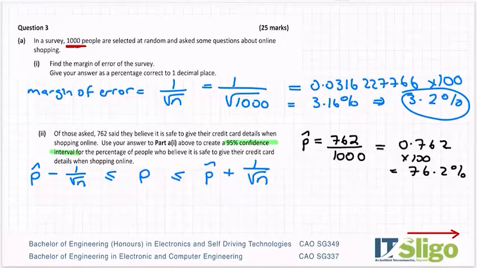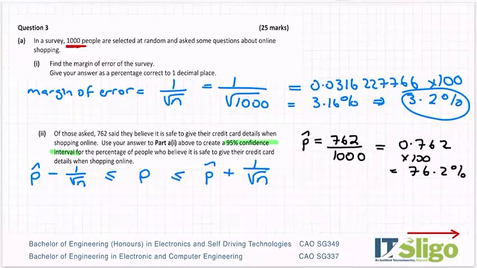Well, no, you can't. Maybe these 1,000 people that you chose, the majority of them shop online all the time, so they feel secure giving their credit card details. What happens if you went to an area of Ireland that had a much higher proportion of perhaps older people? Older people tend to be a little bit more cautious when it comes to shopping online and giving out their credit card details.